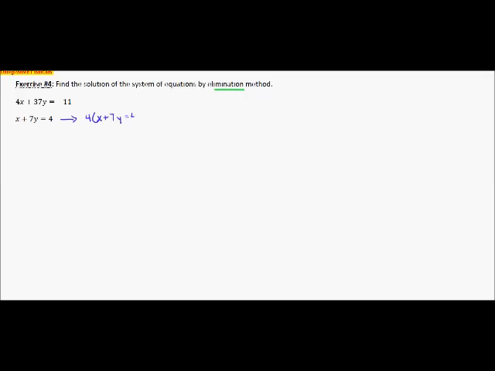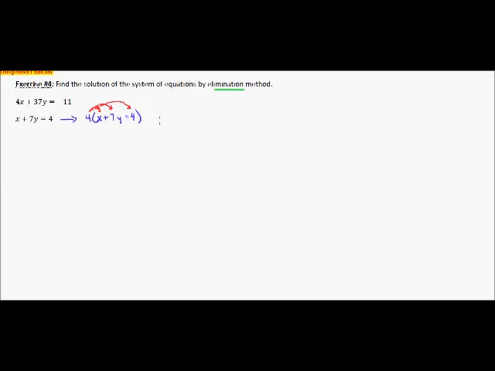Alright, and it looks like the easiest thing to do here is to multiply this bottom one by a 4. Okay, so let's do that. Let's go 4 times x plus 7y equals 4. And I'll draw in my arrows so that we all know what we're doing here. We're going to connect, connect, connect. We're going to distribute those, okay?